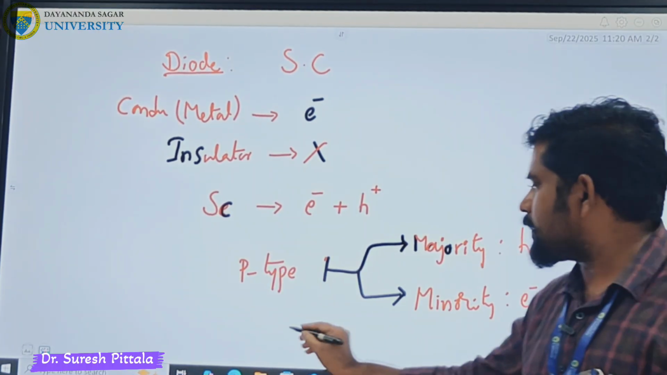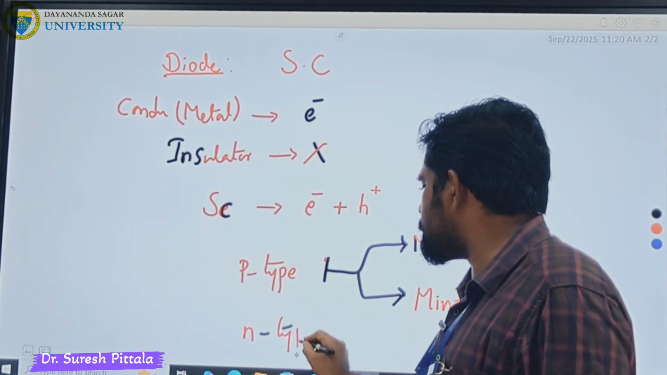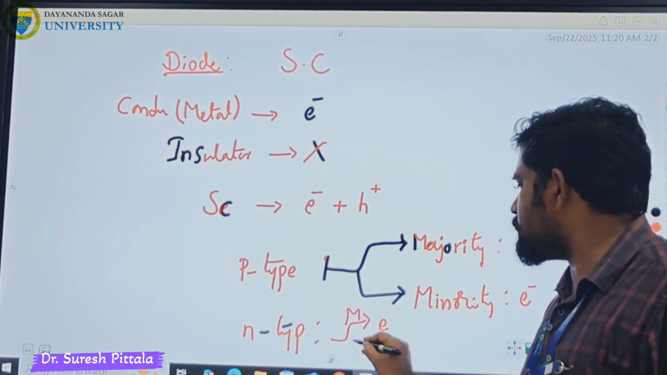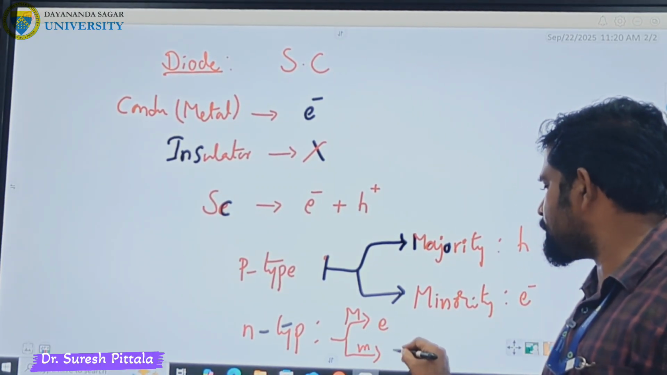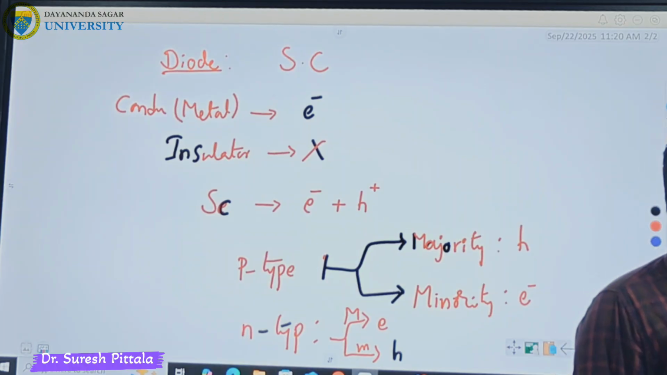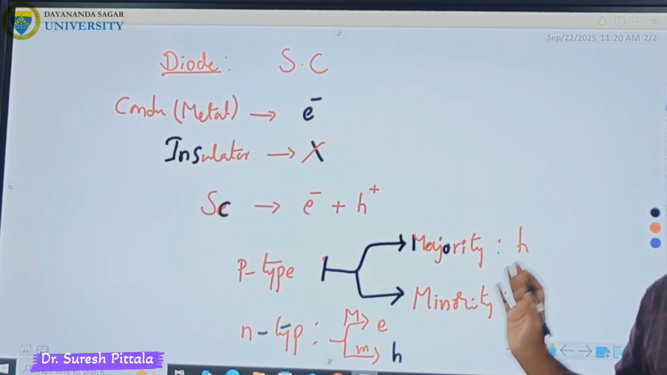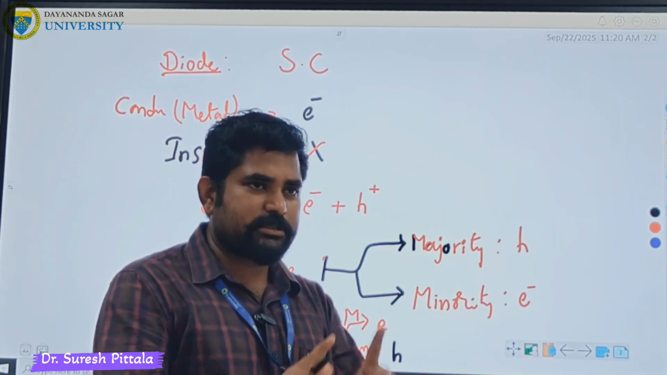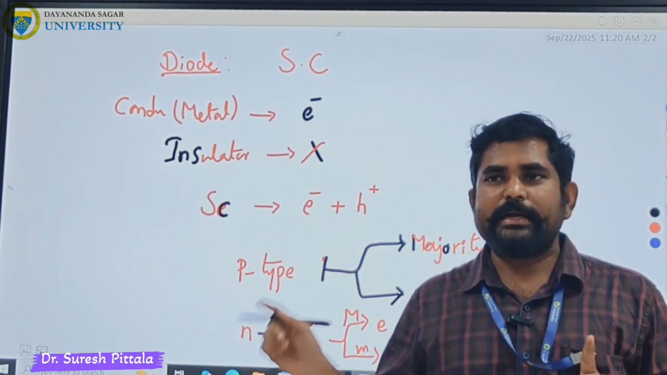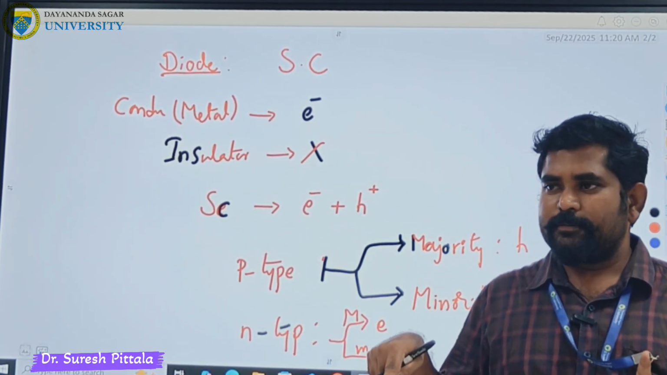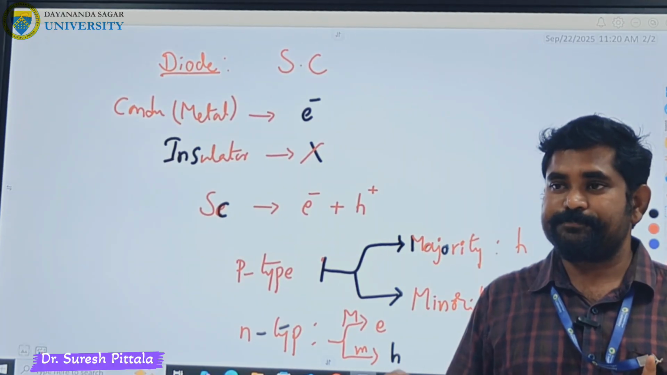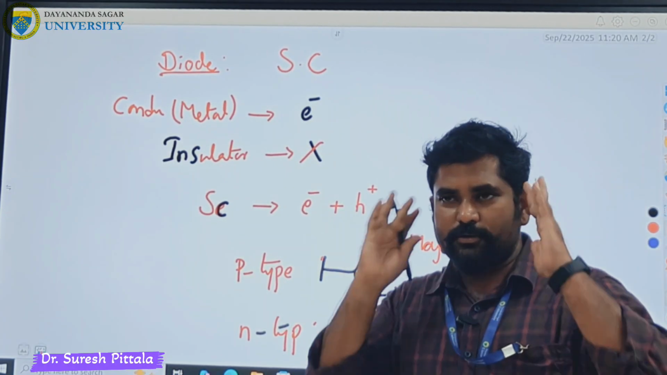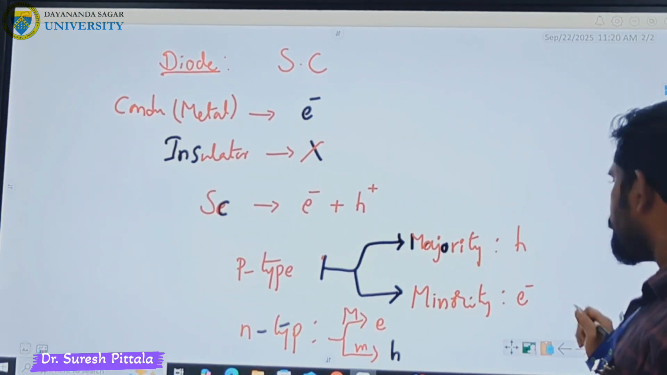And the opposite is N type. In the N type, majority, capital M, is electrons, minority, small m, is holes. So either case both are there. Correct. So what we understood, semiconductor is nothing but it has both electrons and holes as charge carriers. No doubt. When I say P type semiconductor, I have holes as majority charge carriers, and N type has electrons as majority charge carriers. Okay, with that understanding, now we will go to the normal diode.